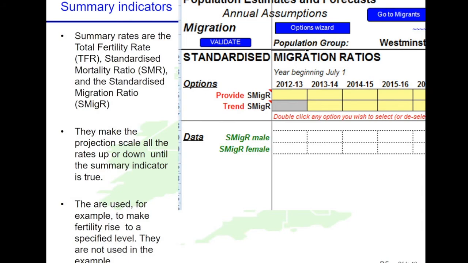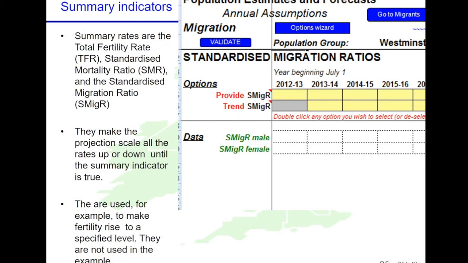We can use a whole set of summary rates, such as the total fertility rate, the standardized mortality ratio, and the standardized migration ratio, to scale our projection up or down to meet a particular level of fertility, mortality, and migration. So we can use these, for example, in the fertility context to ensure that our fertility rises to a specified level. So we might be interested in saying, what are the consequences of fertility being held at replacement level over the duration of the projection period?